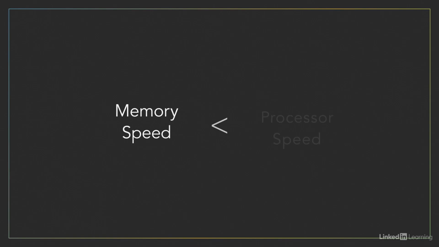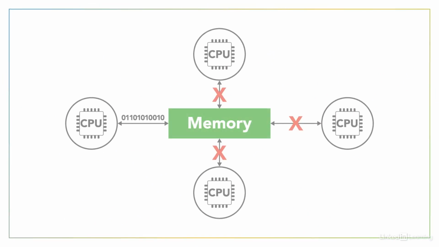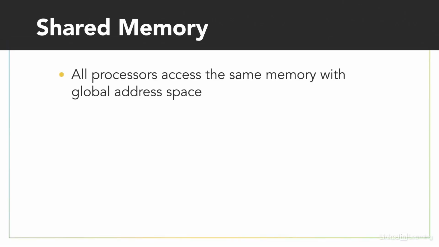Computer memory usually operates at a much slower speed than processors do, and when one processor is reading or writing to memory, that often prevents any other processors from accessing that same memory element. There are two main memory architectures that exist for parallel computing: shared memory and distributed memory. In a shared memory system, all processors have access to the same memory as part of a global address space.